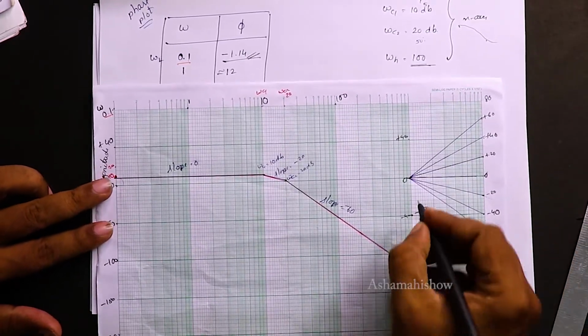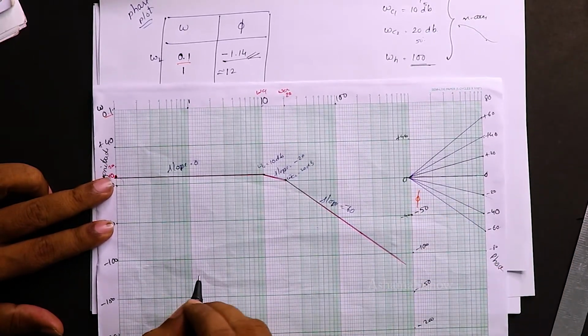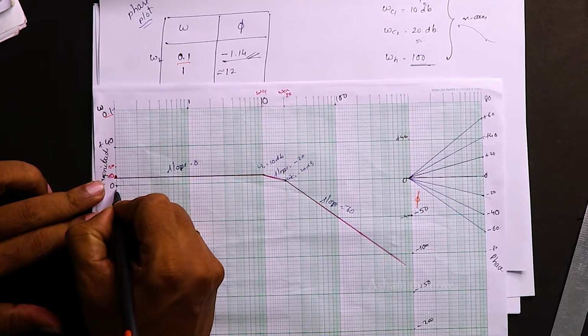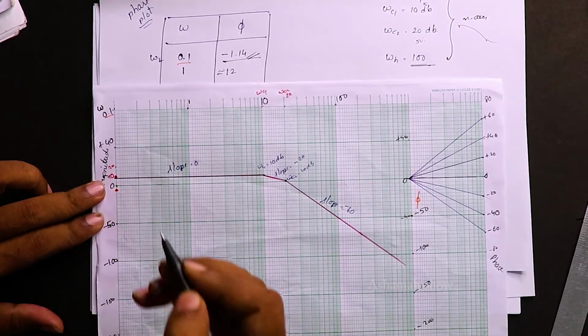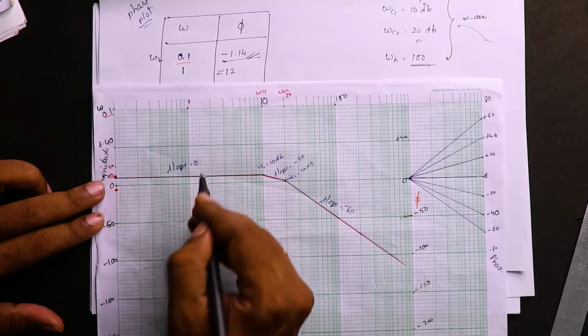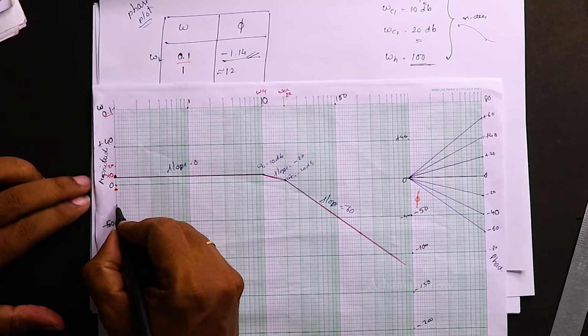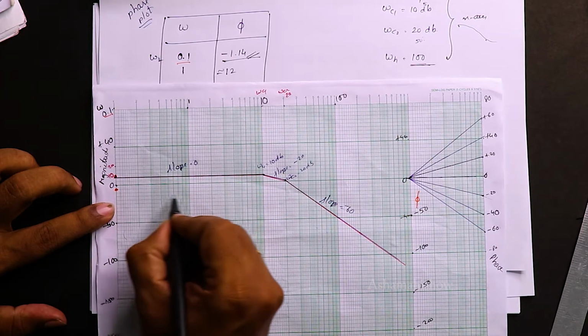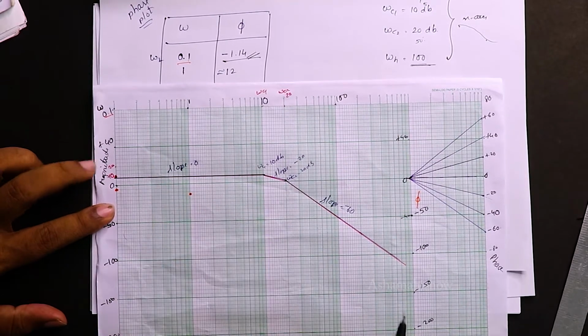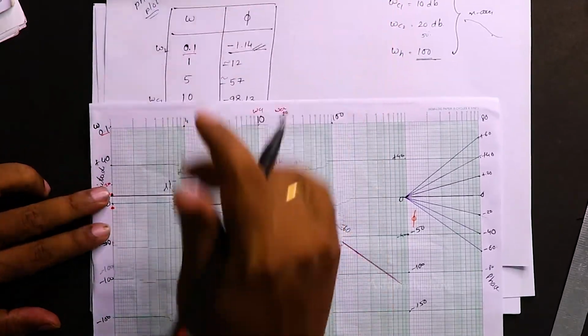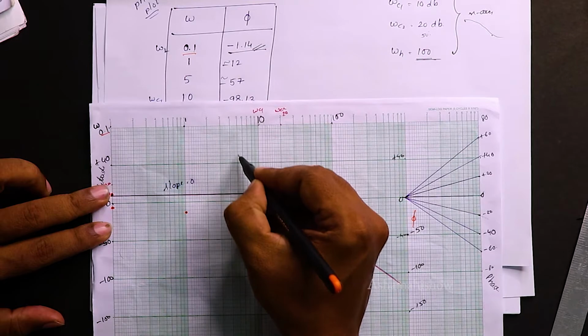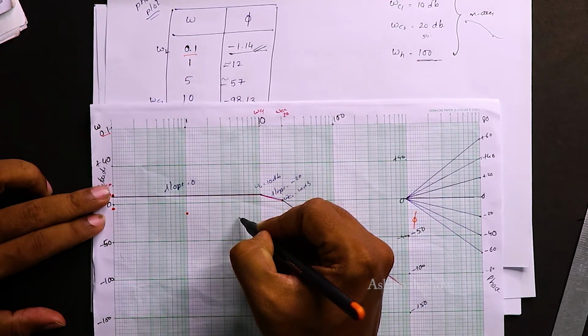Okay, value of phase, this is 5. Your 5 is minus 1.14, so definitely it will be here. So 0.1, 1.14. For 1, it is 12. So if this is 50, this will become 20, so this will be something like here. Minus 12. For 5, so this is my 5 value. 5, it's 57.